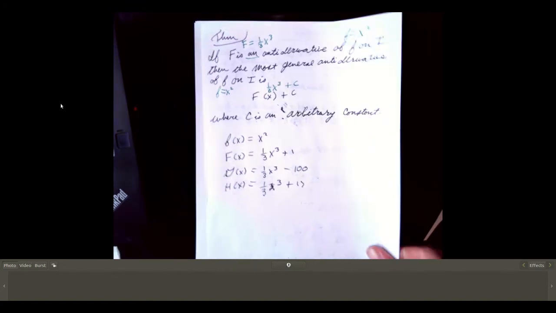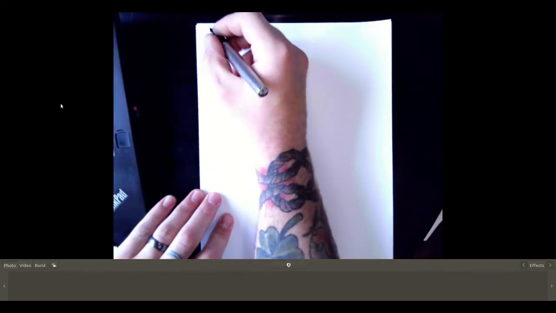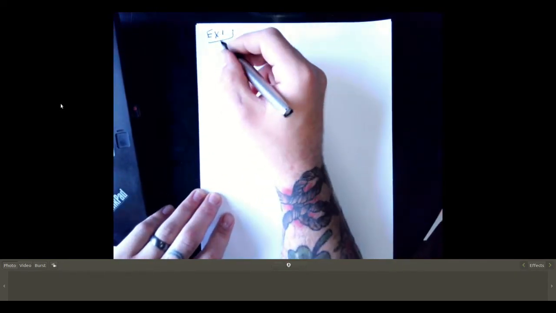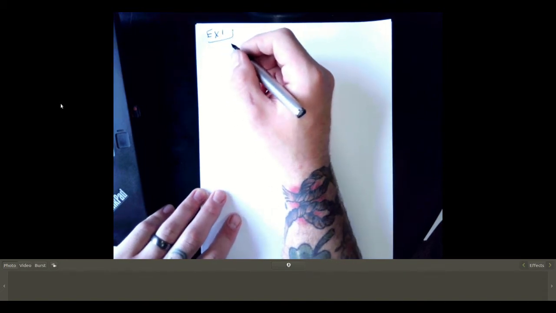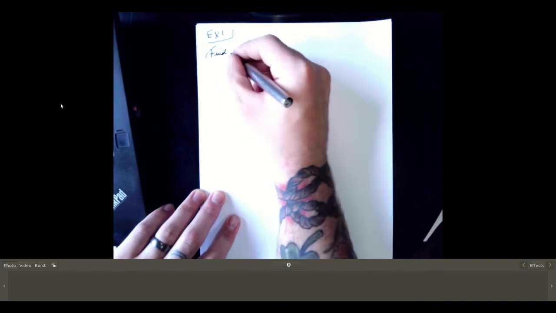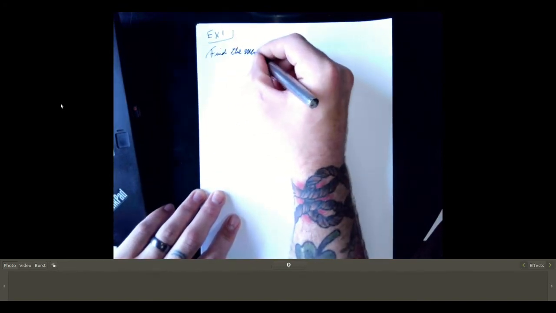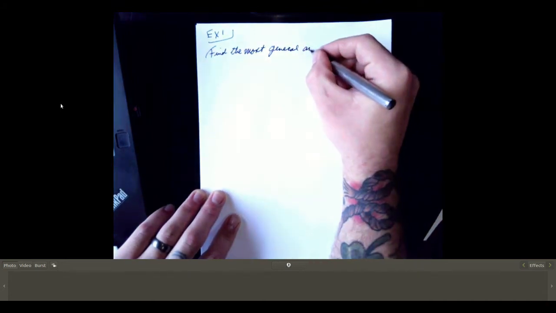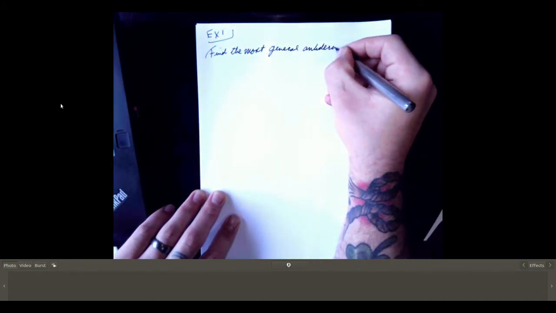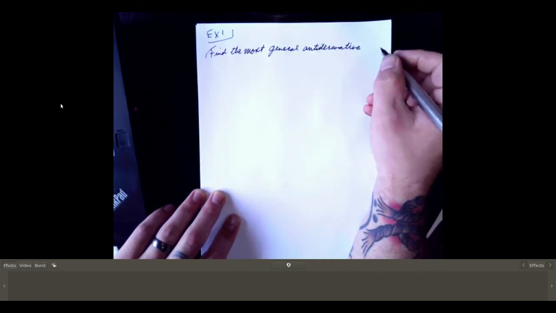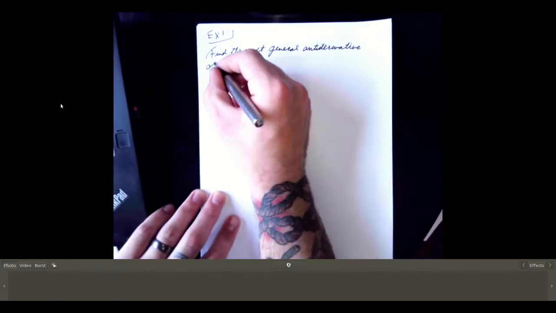So, example 1. We're going to find the most general antiderivative of each of the following functions.